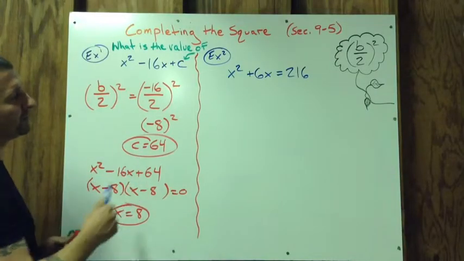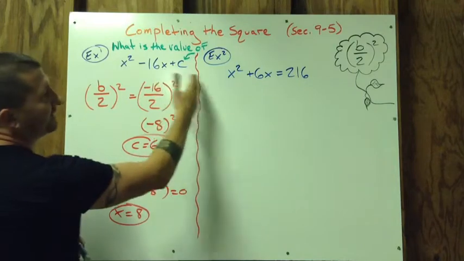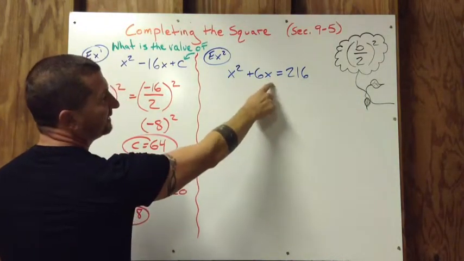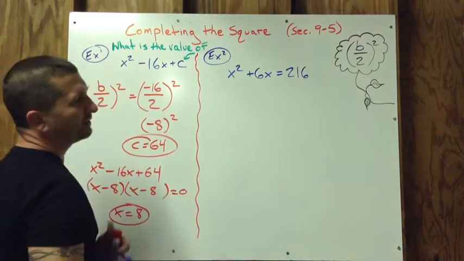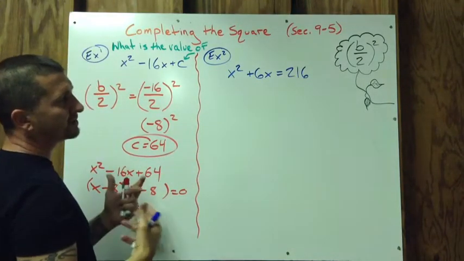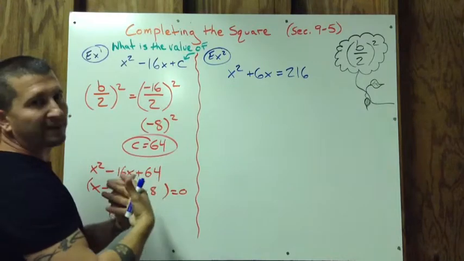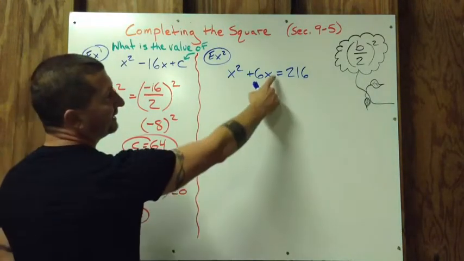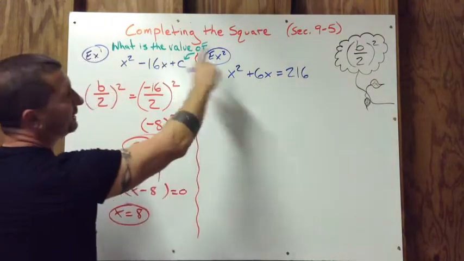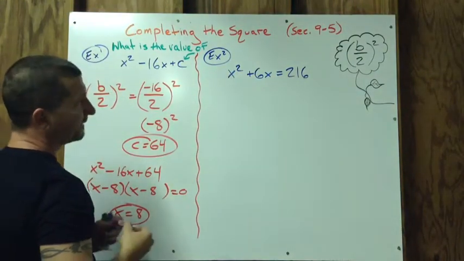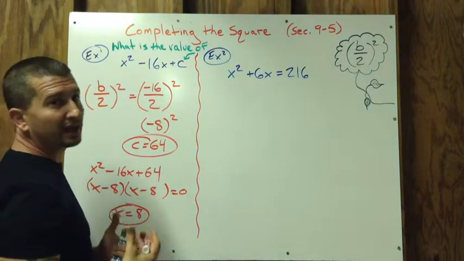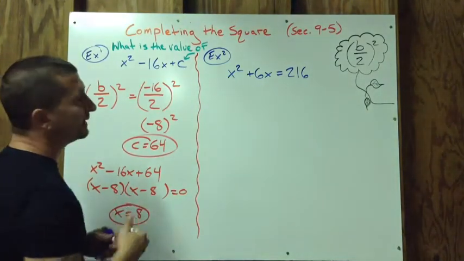Our second example, we need to create that value for c here, because if we bring over 216 to this side of the equation, we're not going to be able to factor it. There's no common factors. We're not going to be able to factor it into two binomials. So we're going to create another term here by completing the square. Watch carefully. It's not difficult to do, but it is kind of a new concept. So once you get the hang of it, it's pretty easy.